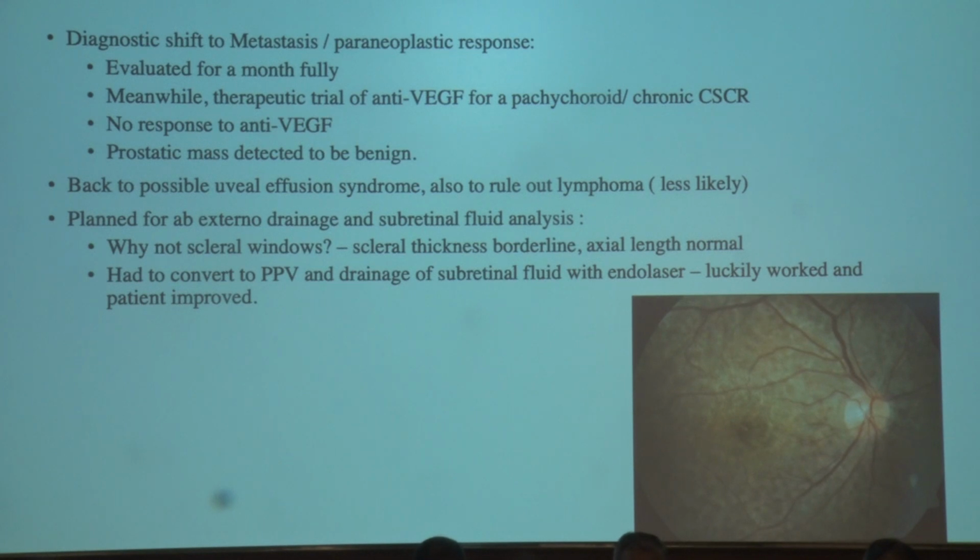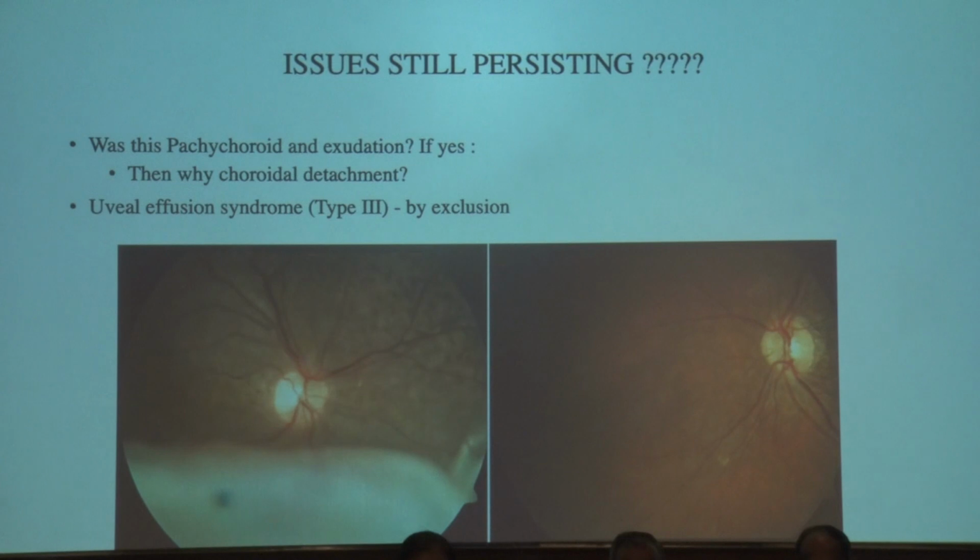But during the procedure, there was an induction of an iatrogenic break, and we had to convert the procedure to a PPV with drainage of subretinal fluid and endolaser. Luckily, it worked, and this is the post-operative photograph of the patient after 4 weeks, and his vision improved to 6/60. He's still under follow-up, and there is no active detachment as of now in either of the eyes.